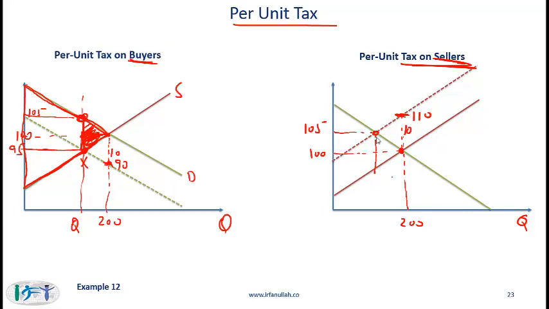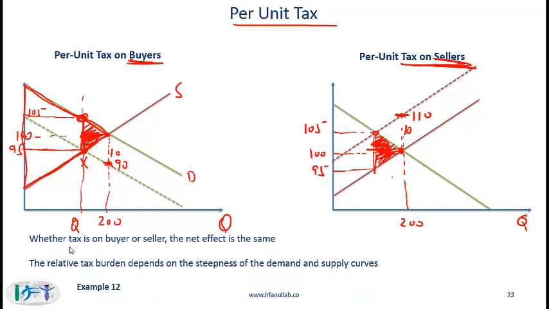So notice that whether the buyer pays the tax or the seller pays the tax, in both cases the consumer is paying 105, the seller is getting 95, and the government is getting 10, and the deadweight loss is this triangle in the middle, where some of that inefficiency is coming because consumer surplus is lost, and some because producer surplus is lost. The key takeaway is that whether the tax is on the buyer or the seller, the net effect is the same. What about the tax burden?